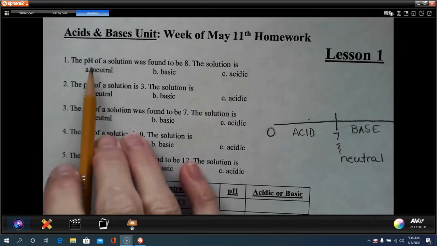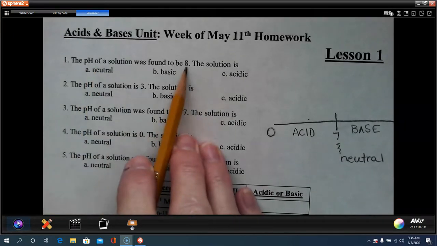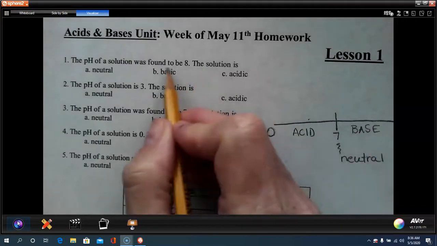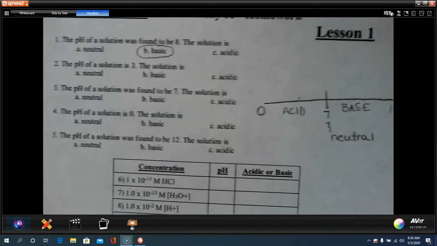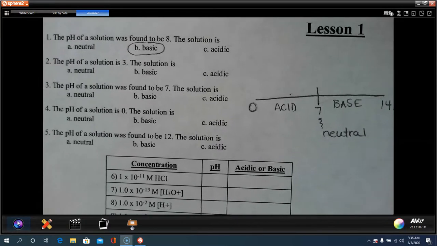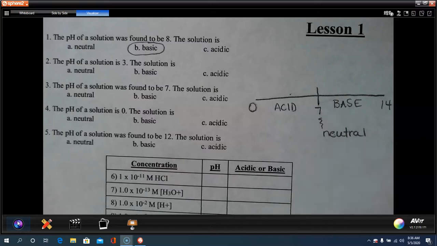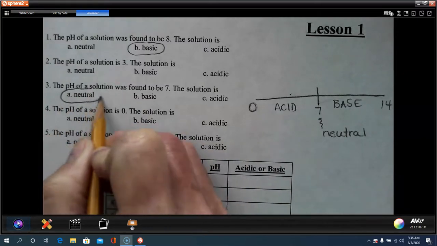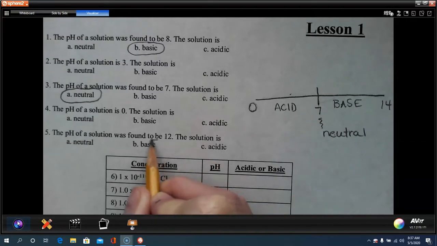First problem, I'm going to do all the odds again. The pH of a solution was found to be 8. So what is the solution? Well, it's above 7, so it's a basic solution. Number 3, I don't have my 14 on there. There we go. Number 3, the pH of a solution is found to be 7. Well, 7's right there in the middle, so that's a neutral solution. Number 5, the pH of the solution was found to be 12. Well, I told you anything above 7 is a base.